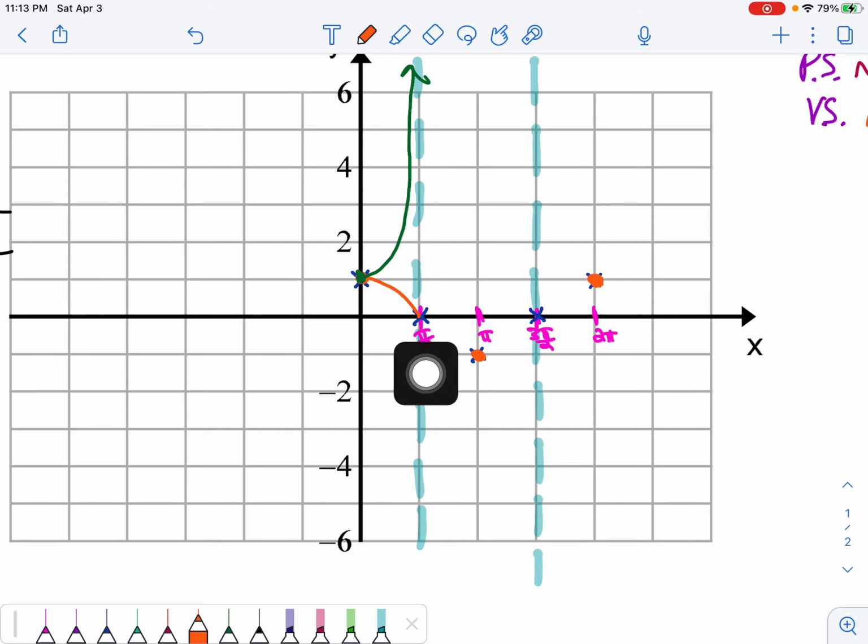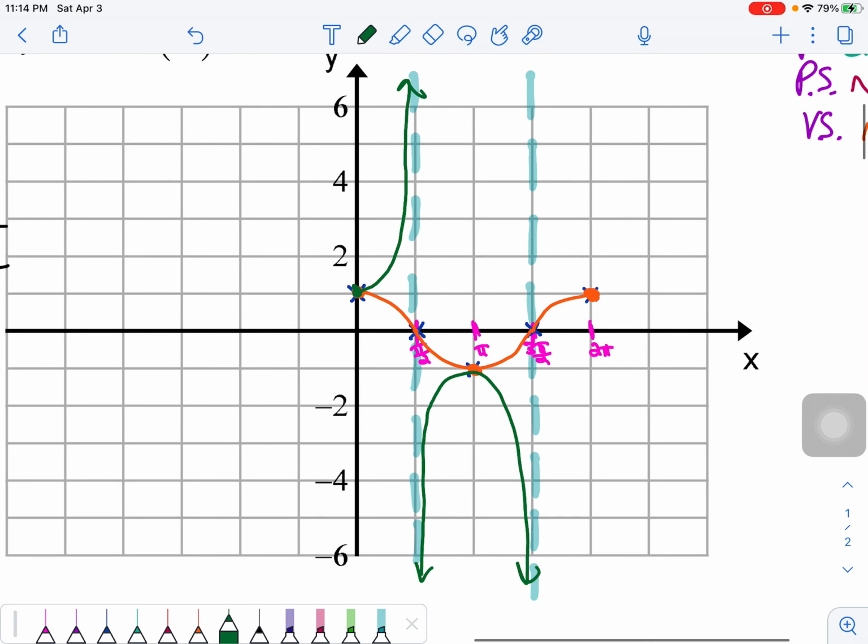And then between our next critical values, where this hits -1, cosine goes from 0 to -1 back to 0, which means that secant would be coming from infinity. It's going to hit -1 and then go back to infinity, in this case negative. And the last part of the cosine curve is 0 up to +1. So that would be for secant from positive infinity to 1.